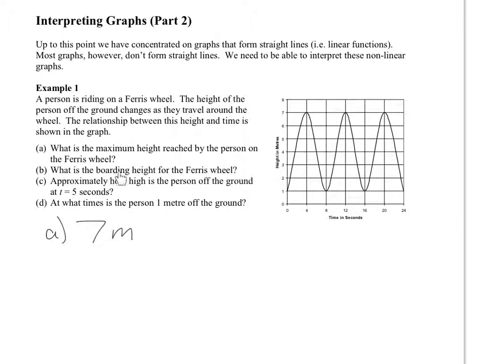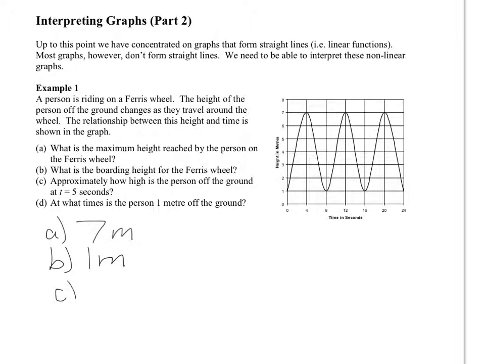Then B, what is the boarding height for the Ferris wheel? Well, typically people get on the Ferris wheel not right at ground level because the Ferris wheel would get stuck. So there's a platform usually, and we see that the lowest height that anyone ever reaches is 1 meter, right? So we can assume that this is where they get on the Ferris wheel, because then immediately afterwards their height goes up, okay? So B, their boarding height would be 1 meter.